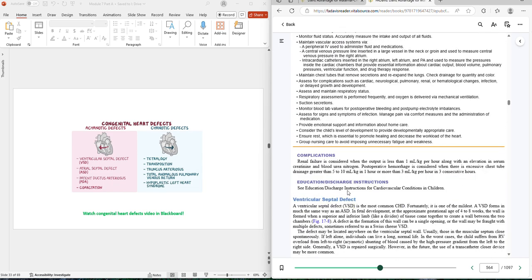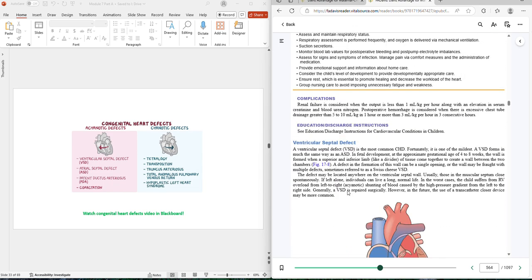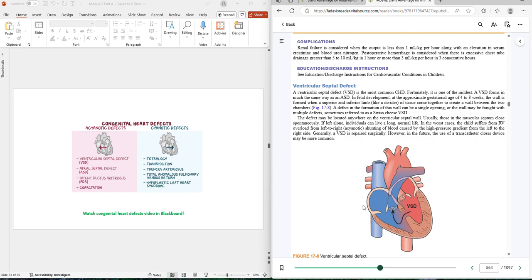Let's talk about page 564, the ventricular septal defect. As you can imagine, where is that defect? In the ventricular septal wall, okay? It has a hole or stays open, kind of like Swiss cheese, has that hole, okay? And again, it's an acyanotic defect.